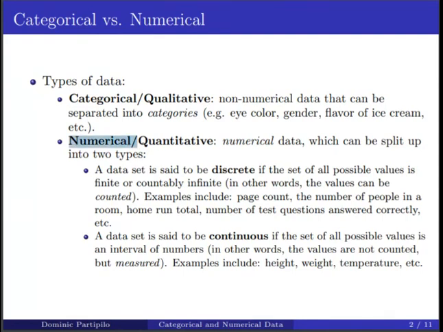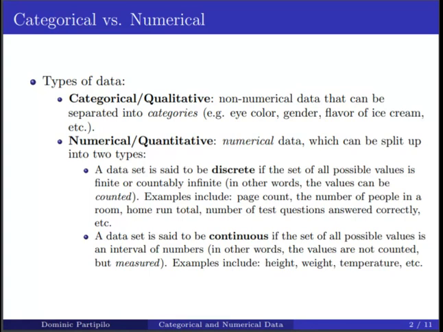And then we also have numerical data, which is also known as quantitative data. I'm going to refer to this as numerical for the remainder of this presentation instead of quantitative. The reason I'm referring to these as categorical and numerical is because they're a little bit more intuitive to understand, and because quantitative and qualitative sound so similar, it'll be easier to distinguish between the two if I just say categorical and numerical.